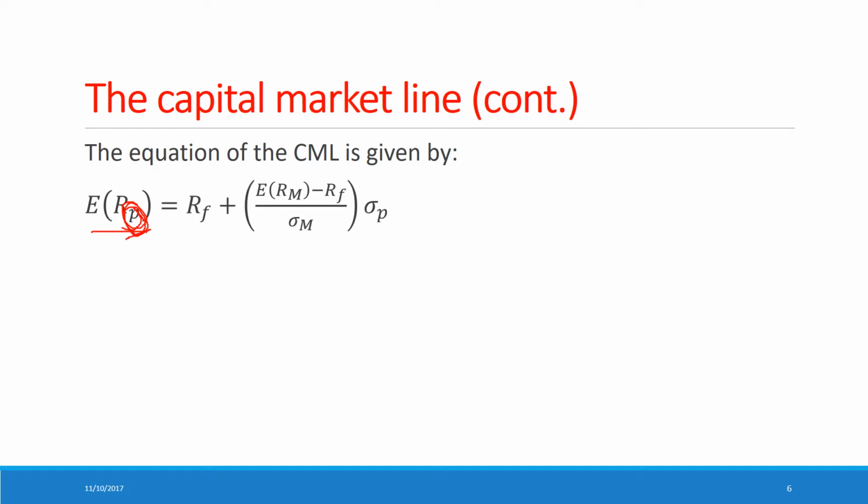To measure the expected return of a portfolio, we could use this equation here, which is the capital market line. The expected return of a portfolio is equal to the risk-free rate plus the ratio of ERM minus RF, this is the market excess return, divided by the market standard deviation, so market risk, multiplied by the standard deviation of the portfolio. This was the x-axis and this was the y-axis on the graph that we saw before. This is the slope of the line.